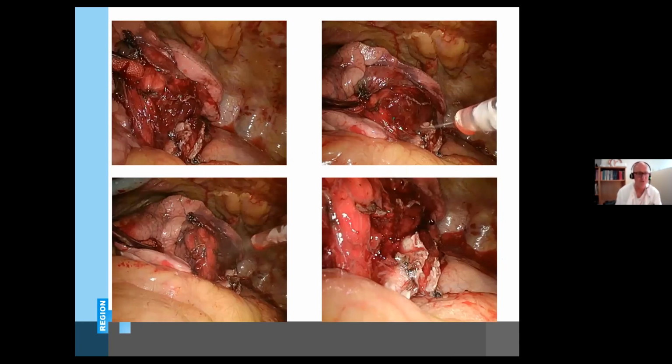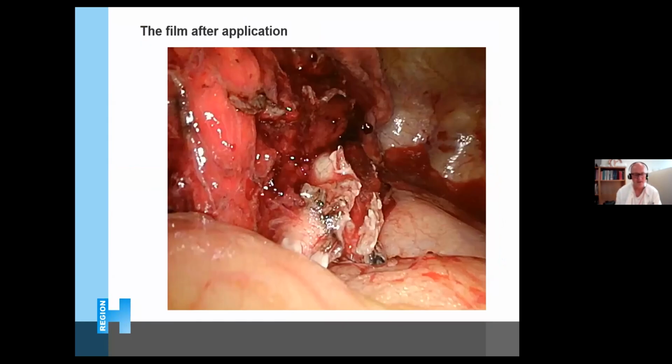Shown in those few pictures here, ending up having a picture like this, where you have a rubber coverage over the area dealing with the air leak. And we do use it not routinely, but in selected cases.